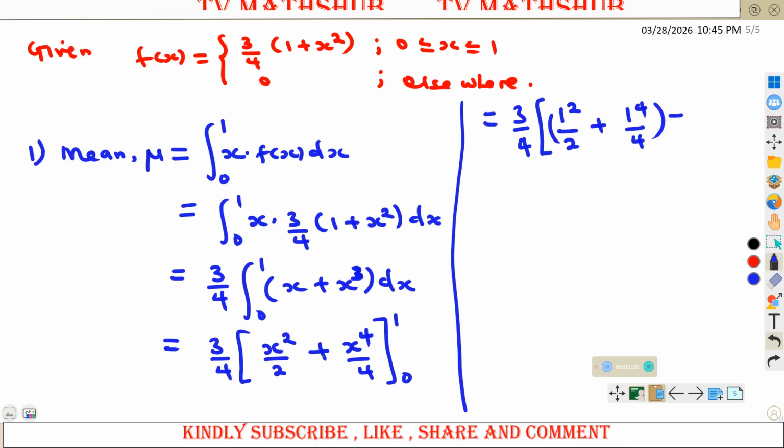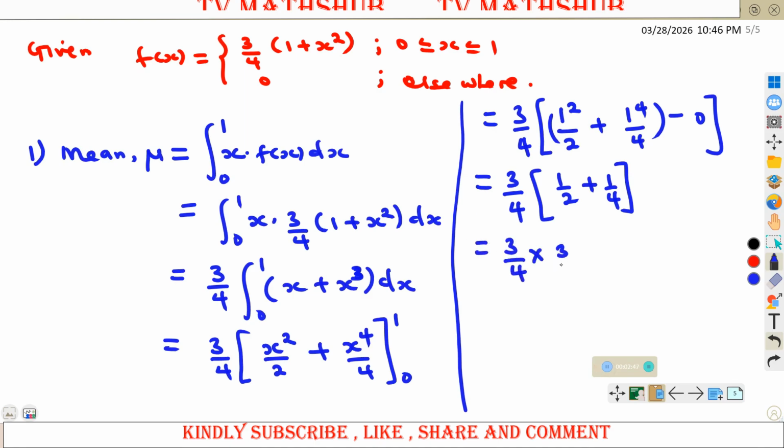The lower limit is 0, so 0 substituted here will remain 0, substituted here will remain 0. So this will be 3 over 4 into half plus a quarter, and a half plus a quarter is 3 quarters, so we have 3 over 4 times 3 over 4, and this will give us 9 over 16. So we have got the value of a mean as 9 over 16. So next we need to look at the standard deviation.